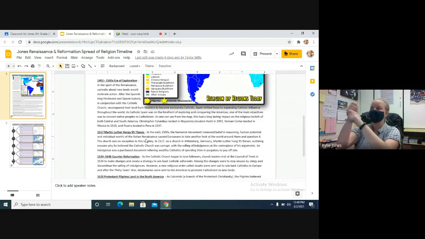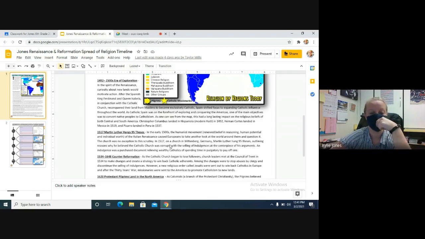Well, they were hanging something on a wall, not like hanging a person to kill them. So in the early 1500s, the humanist movement, a renewed belief in reasoning, human potential, and individual worth from the Italian Renaissance, caused Europeans to take another look at the world around them and question it. The church was no exception to this scrutiny.